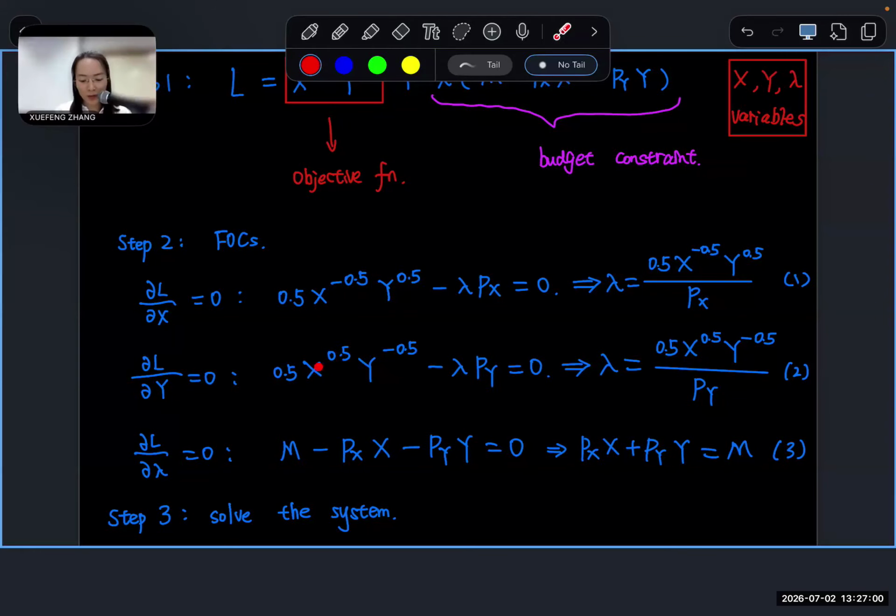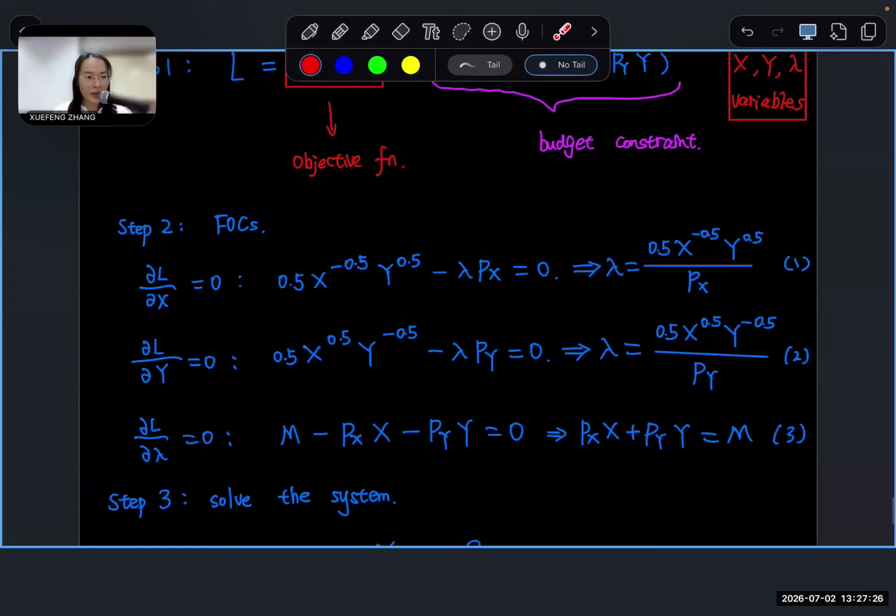So here we treat x and lambda as a constant. Here we have half times x power half, but y should be power negative half, right? And then we minus lambda times py equals 0. And then same logic, we isolate lambda, which is this equation, and then we name it as equation 2.